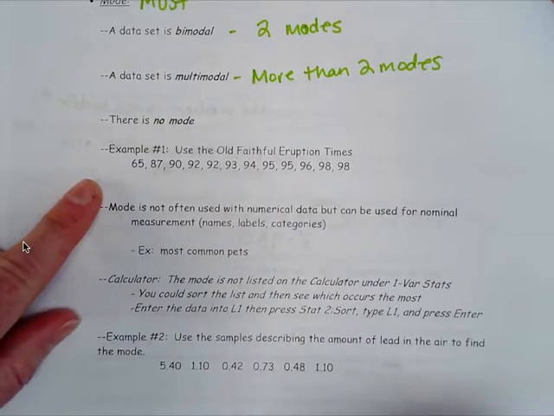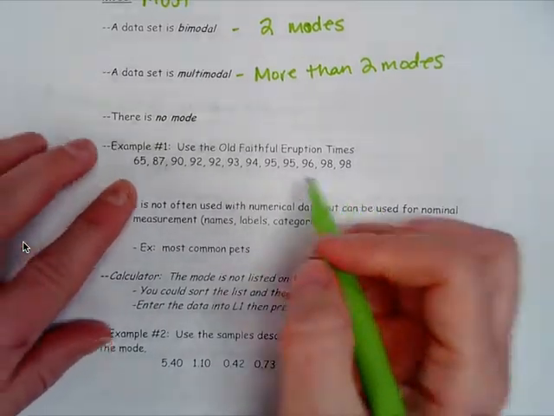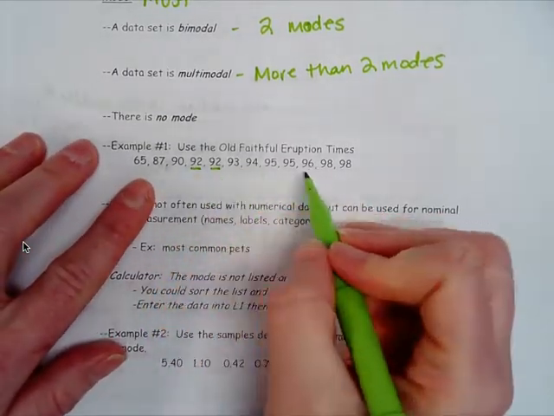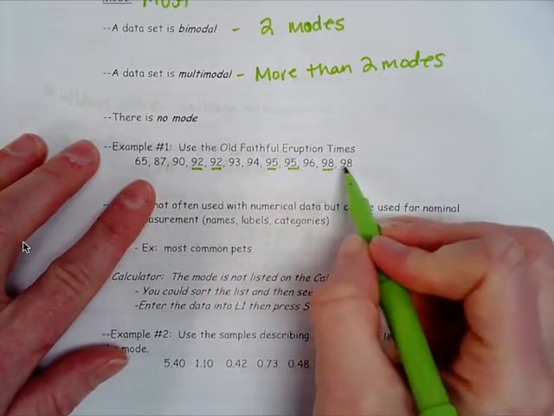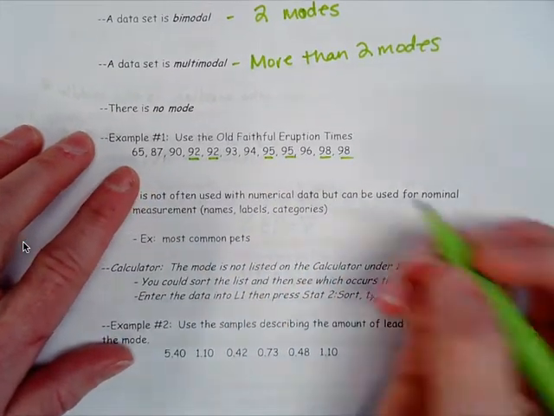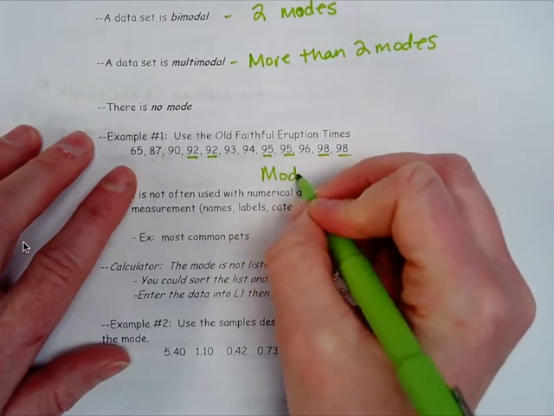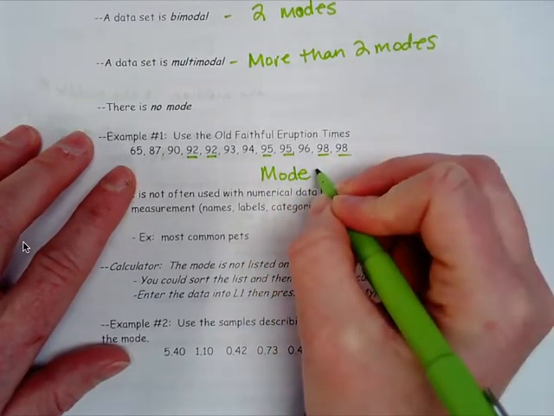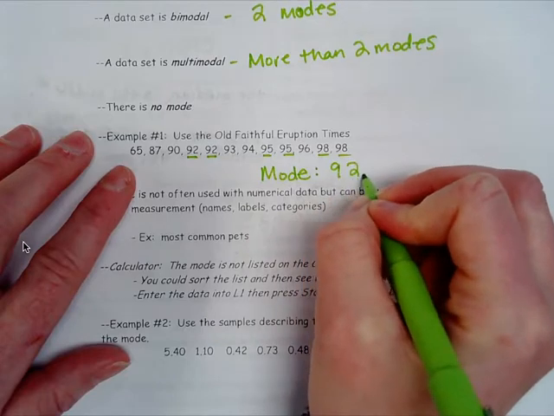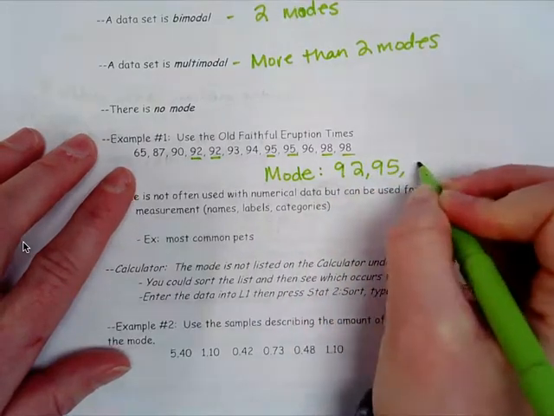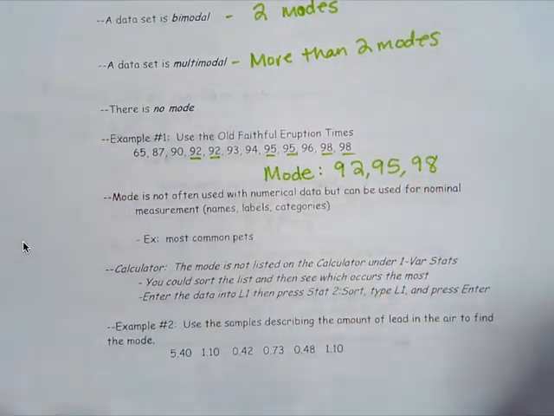So in this example, we can go through and find ones that are repeats. We don't have a symbol for mode either, no kind of notation. So our mode is 92 and 95 and 98. So it's multimodal.